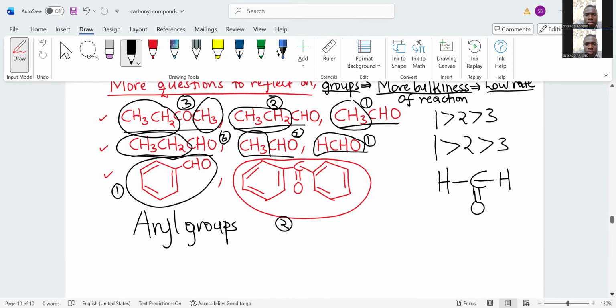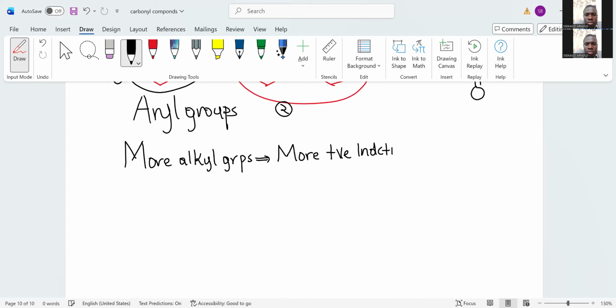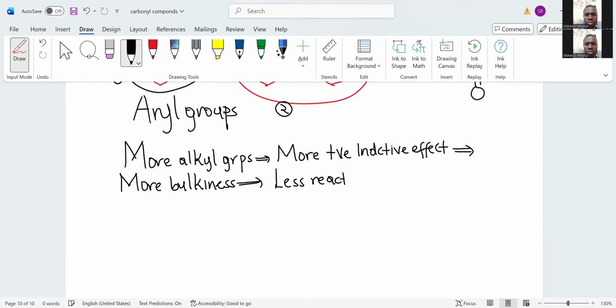But what are the key takeaways? One of the key takeaways is that more alkyl groups should imply more positive inductive effect. More alkyl groups should imply more positive inductive effect, and therefore this should imply more bulkiness, and therefore this should imply less reaction rate.